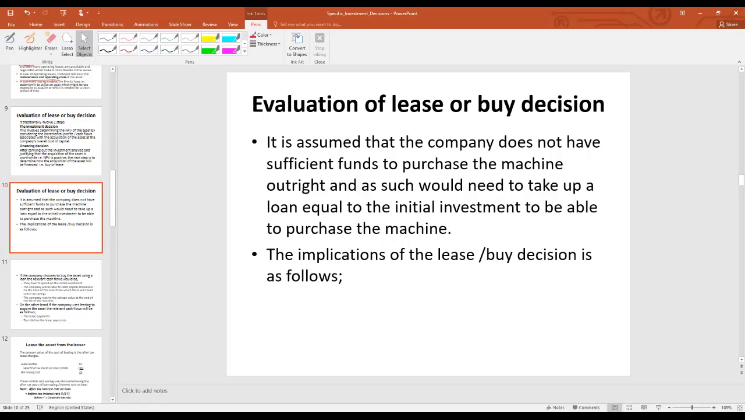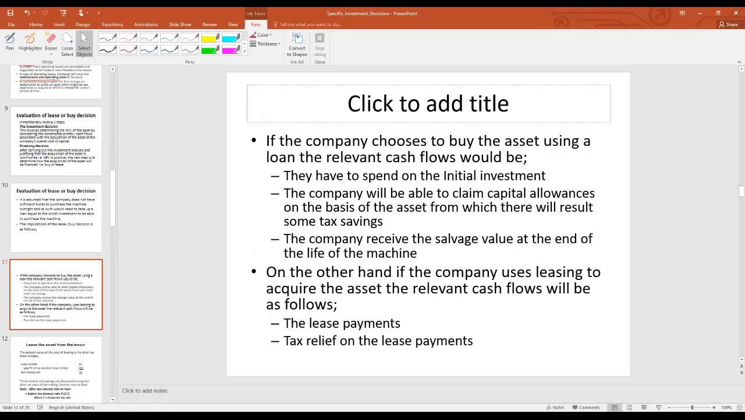So if, for example, we take the purchase option, let's buy the asset. If you buy the asset, what happens? In year zero, you have to pay the initial cost of the asset. So in year zero, there will be a cash outflow equivalent to the cost of the asset. That's the first financing outflow.